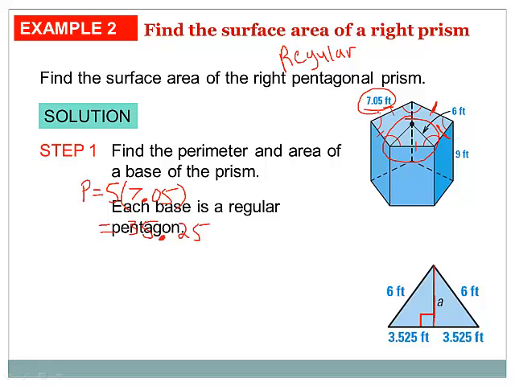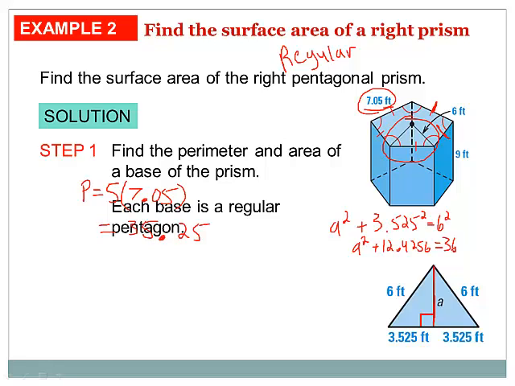So to solve for A, I know two sides, therefore I'm going to use the Pythagorean theorem. So I have A squared plus 3.525 squared is equal to 6 squared. And therefore I need to solve for my A. So I have A squared plus 12.4256 equals 36.